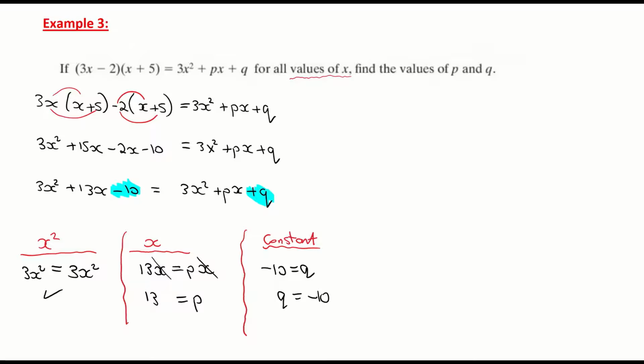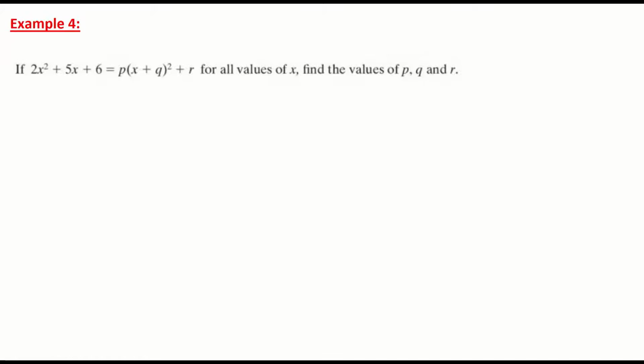Let's go down to another one. So it's example 4, and it's telling us that 2x squared plus 5x plus 6 is equal, and that equals is vital in these questions, to p times (x plus q) all squared, plus r. And they want us to find all of the values for p, q and r. So again, write it out, and we're going to put our equal sign between them. So 2x squared plus 5x plus 6 is equal to p times (x plus q) all squared plus r. Now you can see on the left hand side there's nothing to do. It's 2x squared plus 5x plus 6. I can't break that down any further, so I'm going to come to the right hand side of the equals.